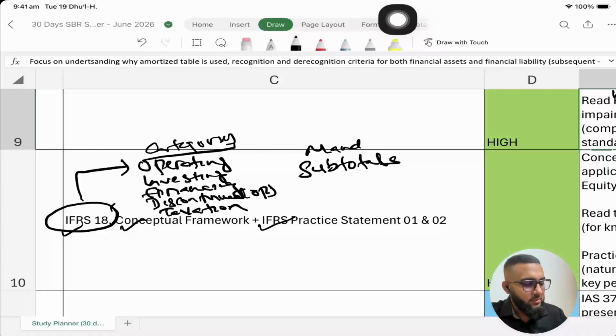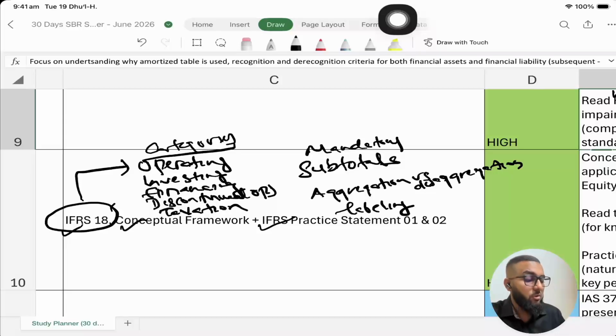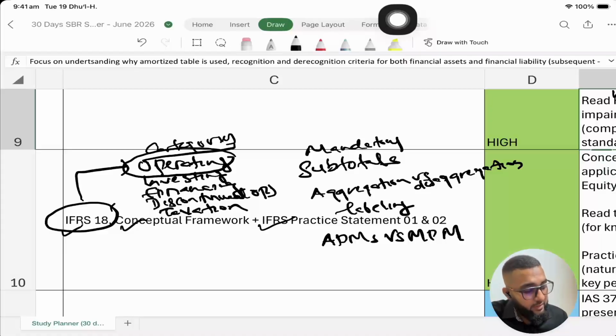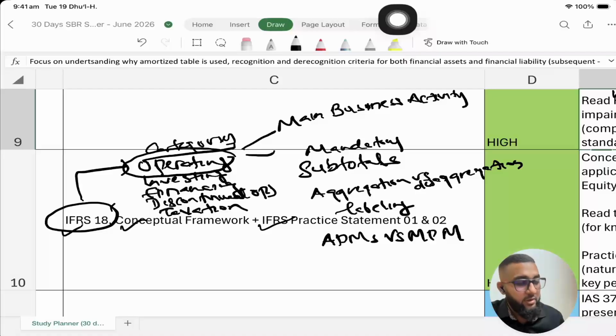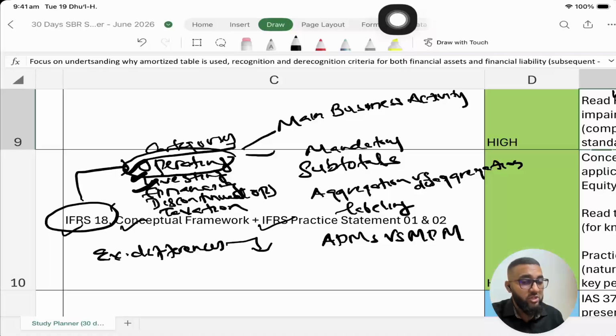Then the mandatory subtotals. Then you have the aggregation versus disaggregation. Then there is labeling. So these are changes we're looking at, right? From IFRS 18 perspective. And then APMs versus MPMs. And how this operating category is dependent on main business activity. And how there are certain areas such as exchange differences that may affect either of these categories dependent on their original source.